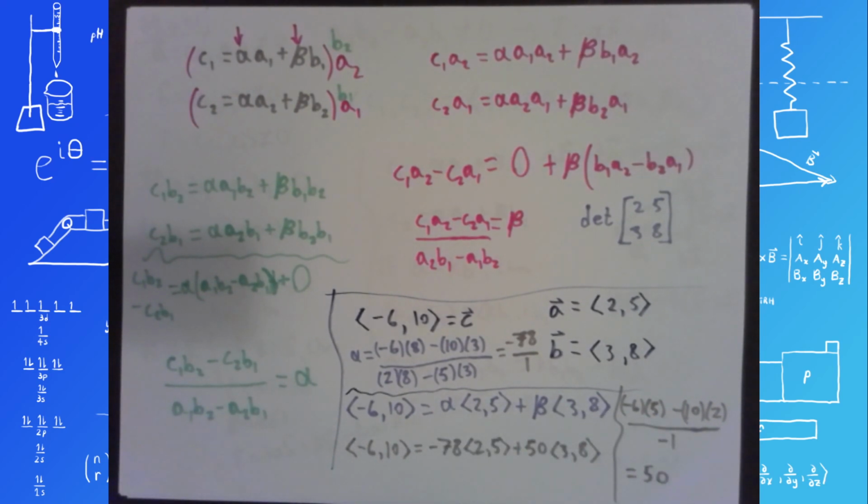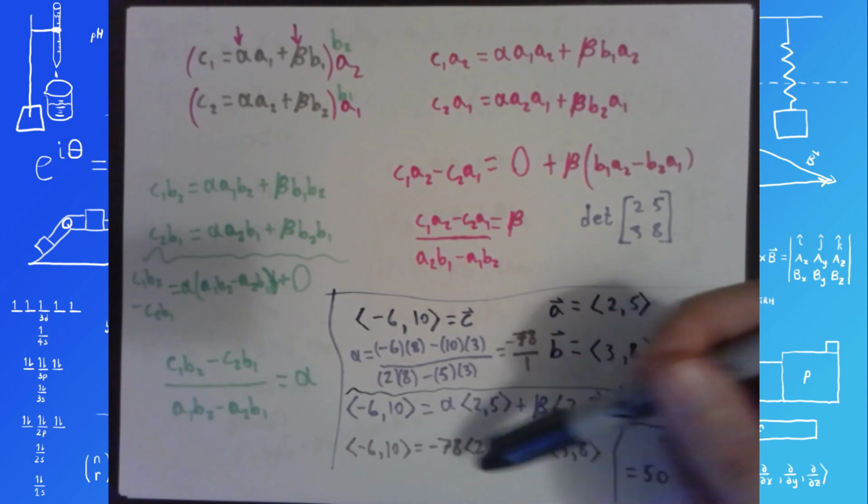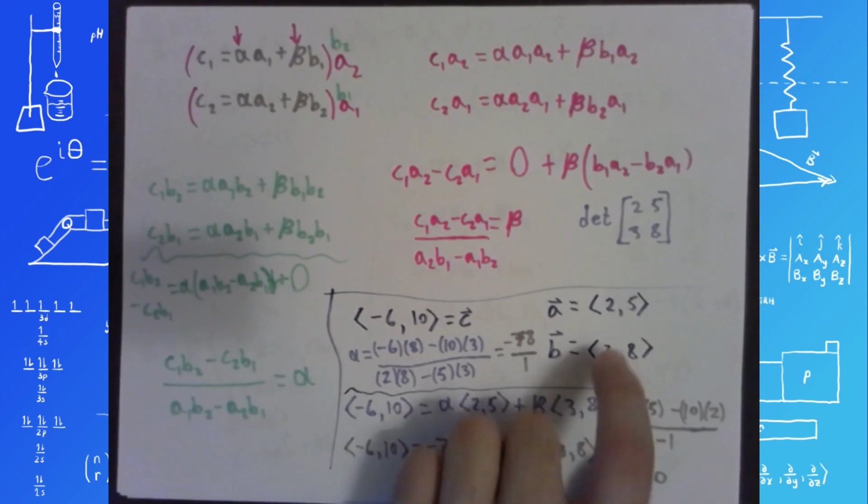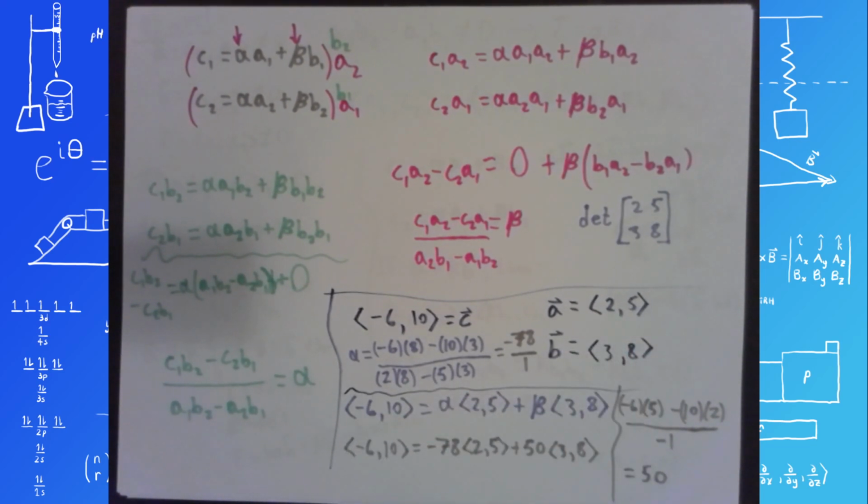Usually they give you problems where these alpha and beta values turn out to be single digits, but it just goes to show that it's possible if you're willing to go to some somewhat ridiculous lengths. You can make any two-dimensional vector out of these two.